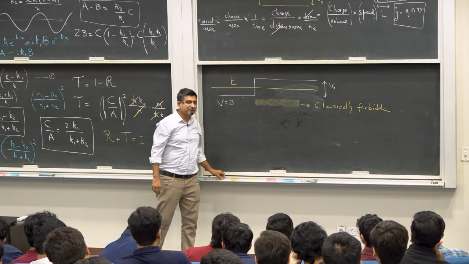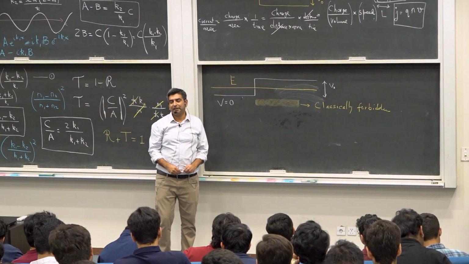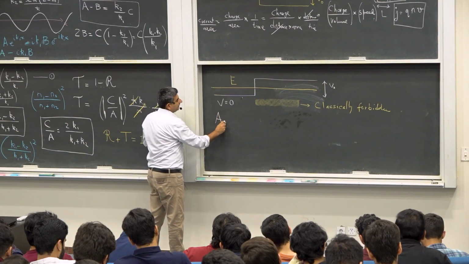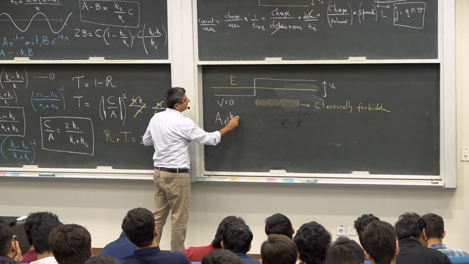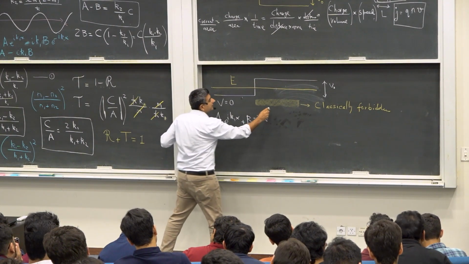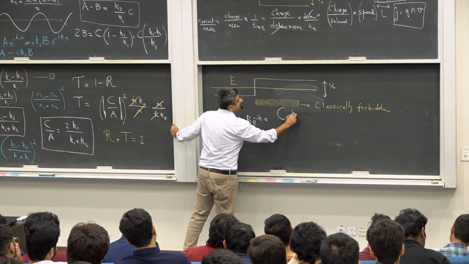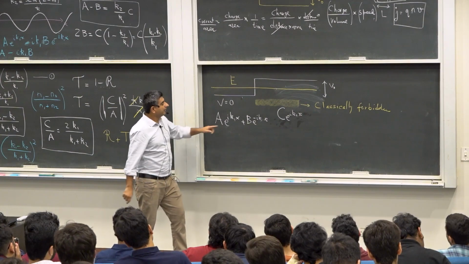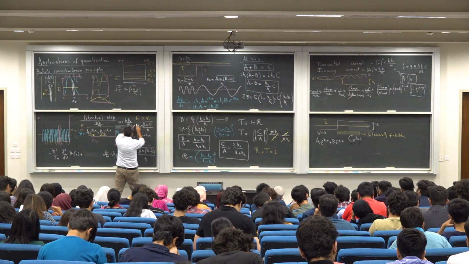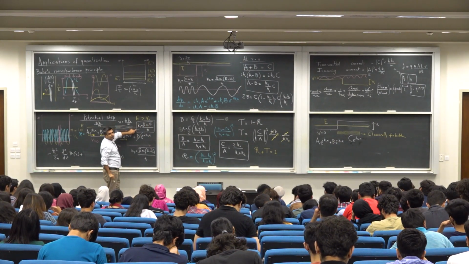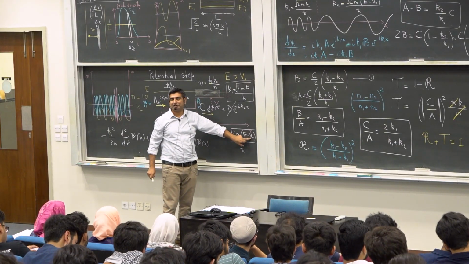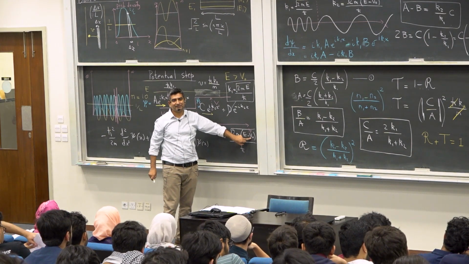However, let's look at the time independent Schrodinger equation again. Here in this region, the wave function remains the same: A e^(ik1x) plus B e^(-ik1x). Here, suppose it is C e^(ik2x). Now, k1 here is exactly the same as this k1, and k2 is also the same. The only problem is that E minus V naught is now negative.